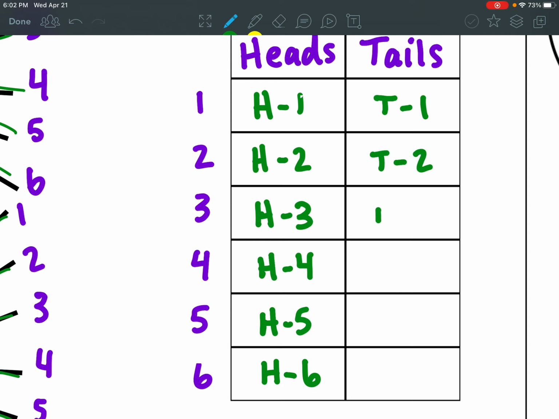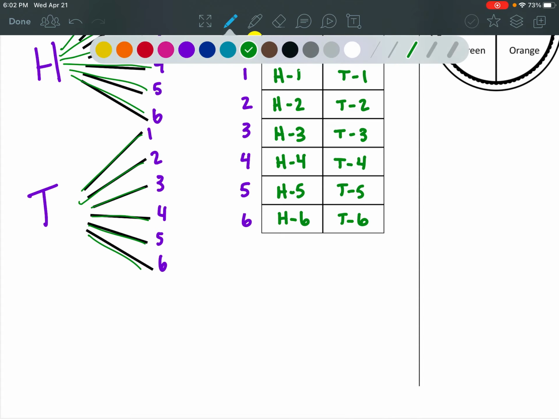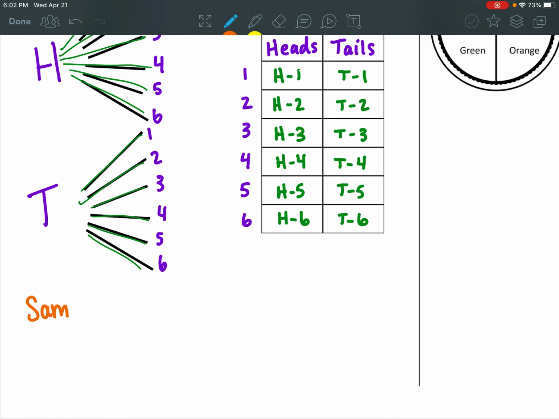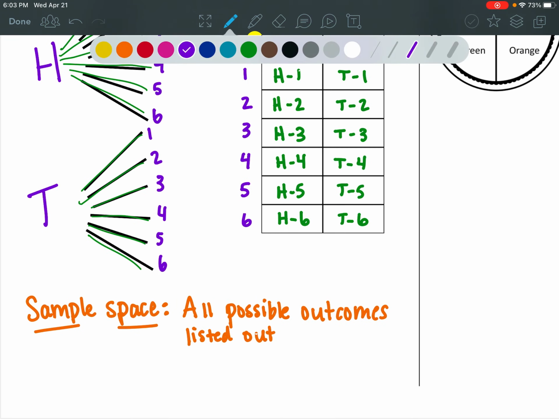And then once we have all those possible outcomes listed there, well, we can use it to determine our probability. So there are all possible outcomes. There is a phrase we use here, sample space. The definition of sample space is showing all possible outcomes listed out. That is what a sample space is. So when we create a tree diagram or this table, well, that's what we're doing. We're figuring out that sample space. So now we can figure out the probability of this event.